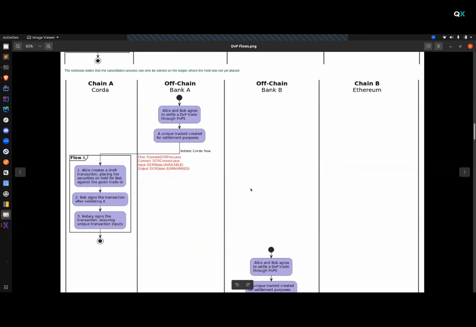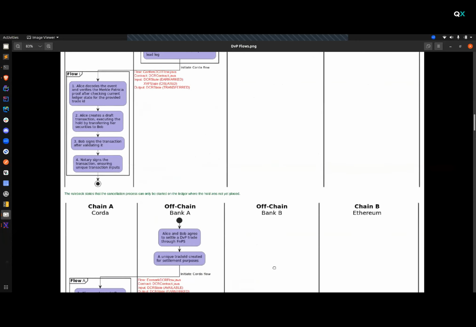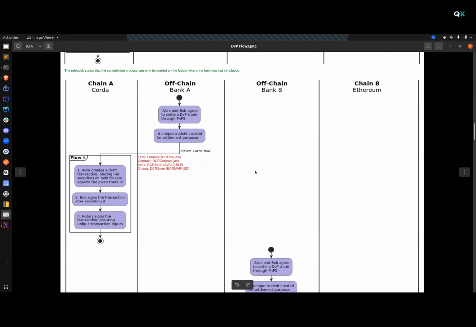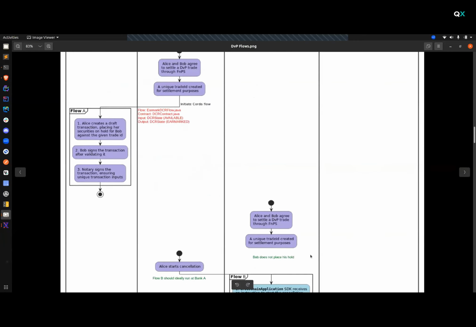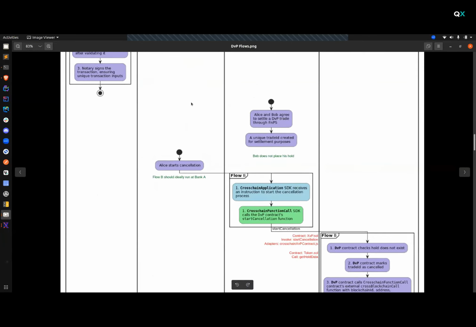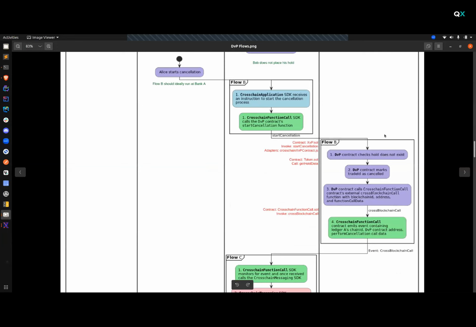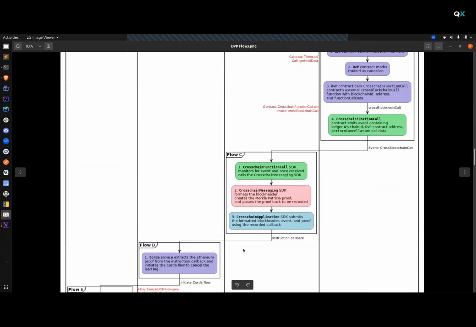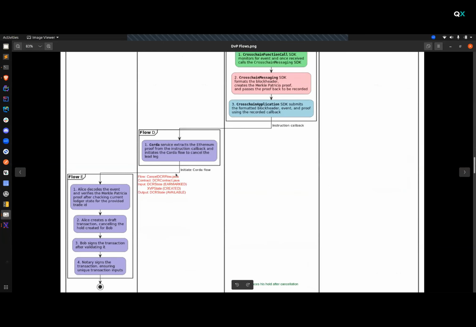So then just to close off briefly, what will happen when we need to cancel? Suppose the Ethereum side does not place their hold and the Corda side does. Bank A will have to cancel through the foreign ledger. So it will initiate an Ethereum application layer function in the DVP contract that will mark this trade as cancelled. It will emit an event that we will use as proof to feed back into the Corda system that will only upon verification initiate or complete the cancel DCR flow.